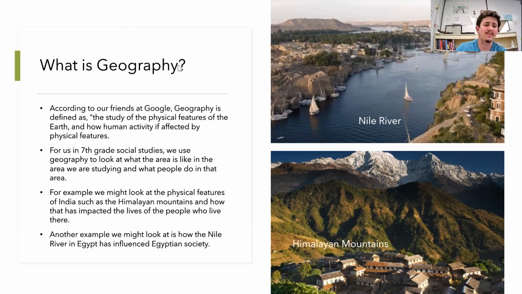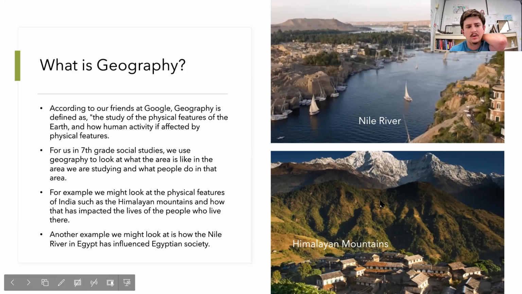Some examples, we might look at the physical features of India, such as the Himalayan mountains, this bottom picture here, and how living in these mountains has impacted what people do for a living, what clothes they wear, what food they eat. All kinds of things can be impacted by this, and that's what we're looking at when we talk about geography: how has the area around some people influenced what they do.